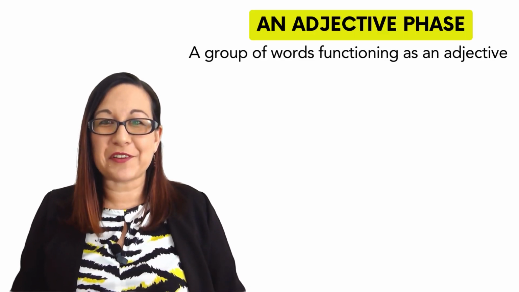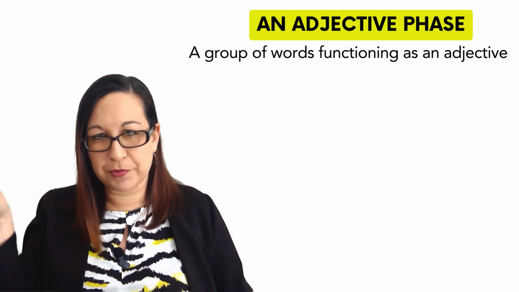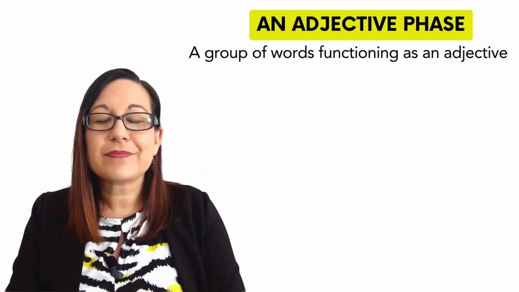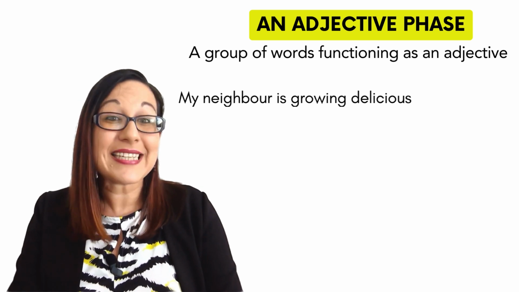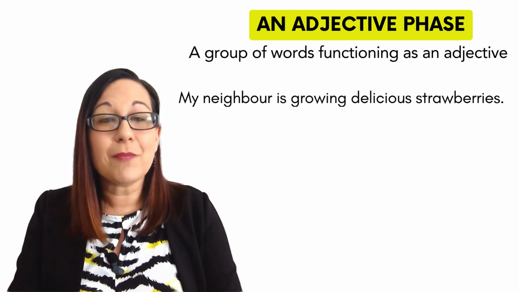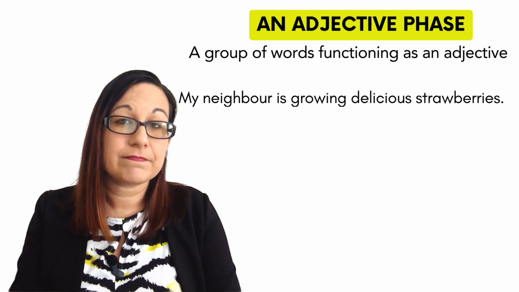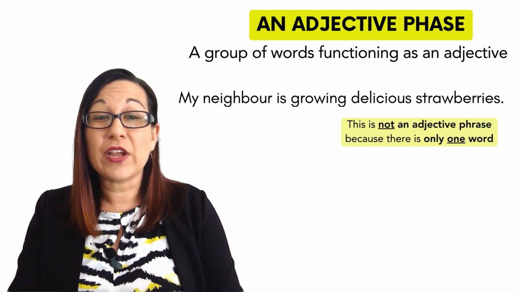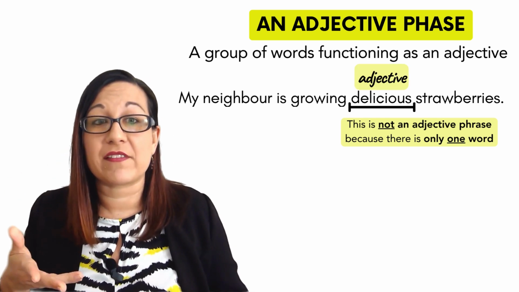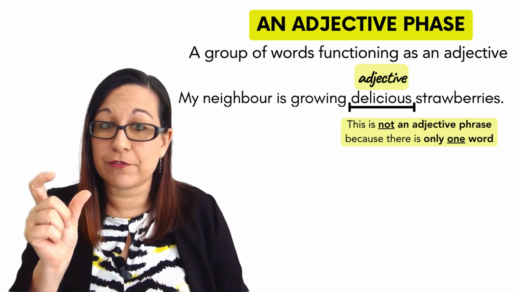Now let's take a closer look at adjectives and of course adjective phrases, which is a group of words functioning as an adjective. So does this sentence contain an adjective phrase? My neighbor is growing delicious strawberries. No, it doesn't, because there is only one adjective describing the strawberries. They are delicious. So it is not a phrase, it's a single adjective.